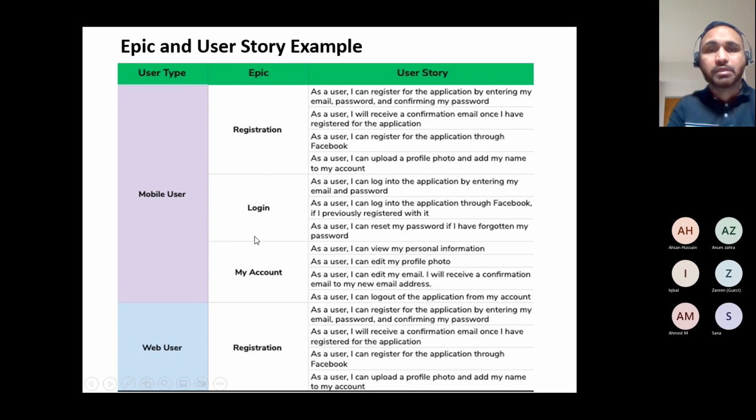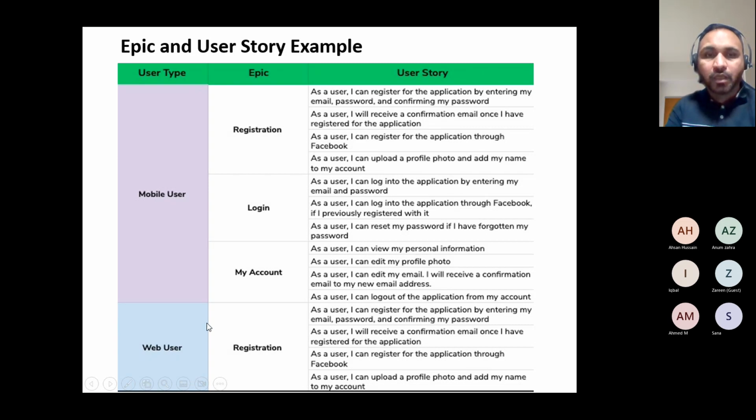The next epic is My Account. As a user, I can view my personal information. Those are really self-explanatory scenarios. As a user, I can edit my profile photo. Remember, these are the simplest, smallest user stories. Don't try to combine them. Don't build that habit. Otherwise, you are defeating the purpose of breaking down to the smallest possible work. Smallest and faster. Keep that in mind, right? So as a user, I can edit my email. I will receive a confirmation email to view, and all those things.